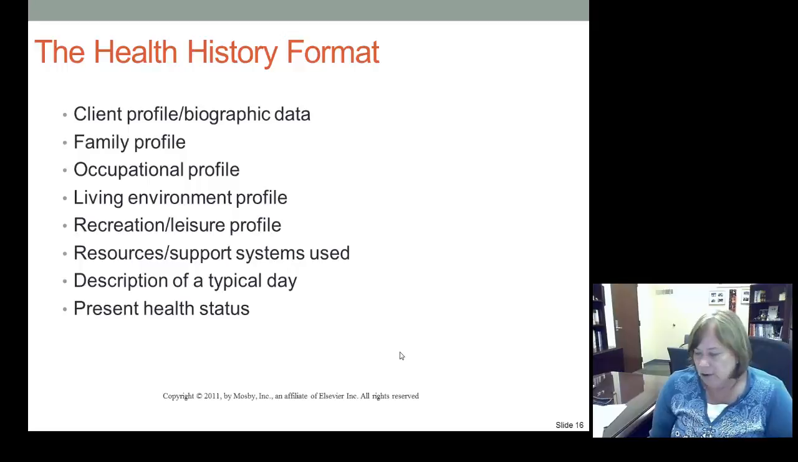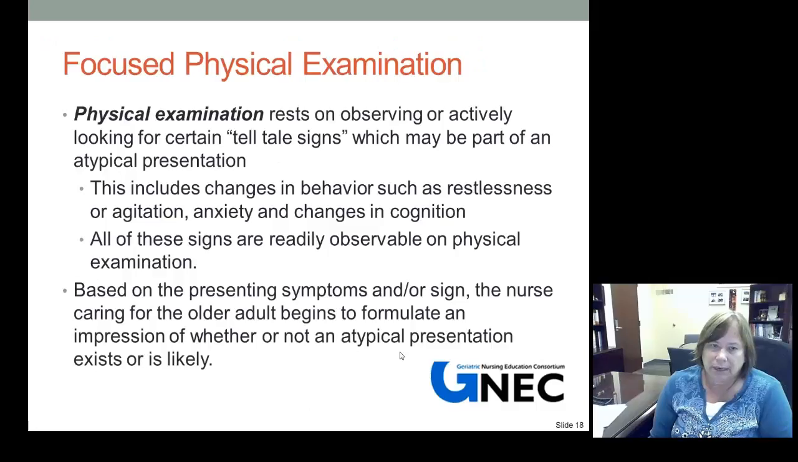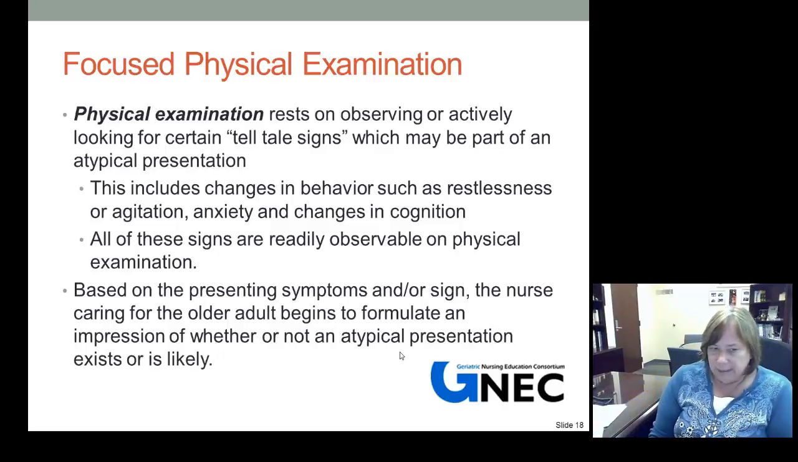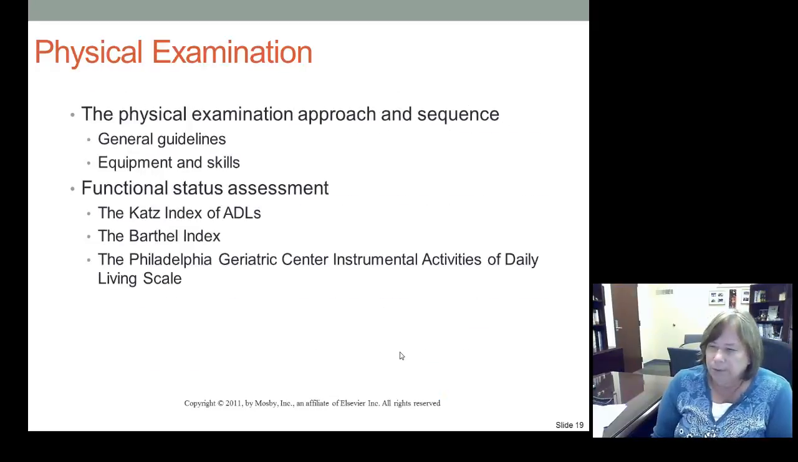This is just an example, and I know you're going to have to do a health history as your written assignment for this module. This is just a format that you can use, and you're just going to be getting this information from them. Now, your physical examination is focused. You're going to be looking for telltale signs that may be part of an atypical presentation, along with the regular assessment findings that you would include in a focused assessment for any age group. You're going to be looking for agitation and any changes in cognition, and make sure you report your findings, whether you think there is an atypical presentation going on or not. If there is one, you would definitely need to report that also.